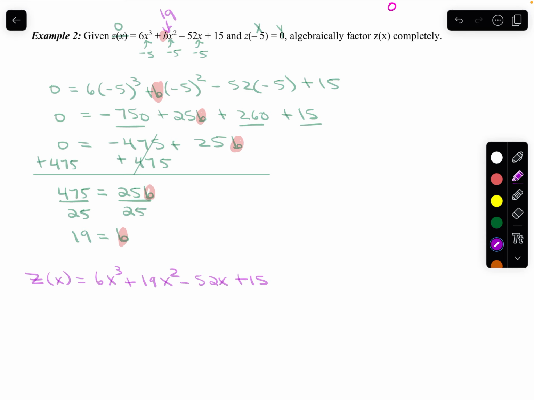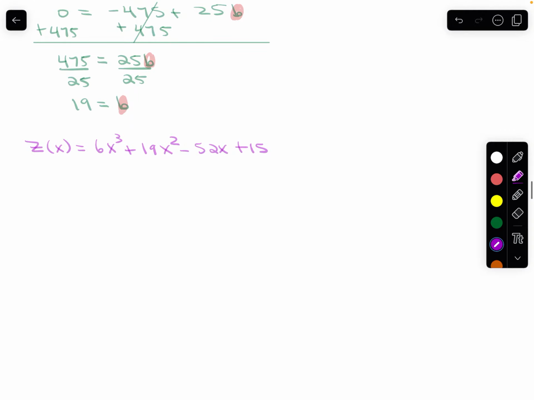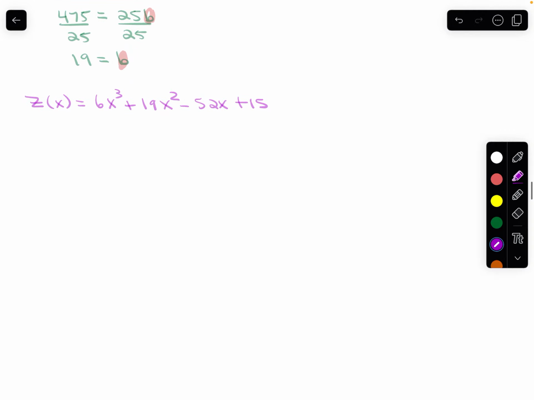Now we need to algebraically determine its factors. So I do have 4 terms here. So I want to look at this and I want to say, you know what? Let's see. Could we, let me change my color here. I don't have very many choices.